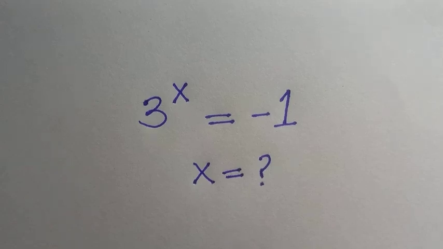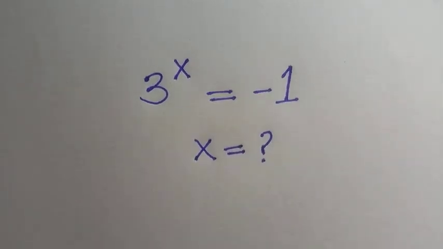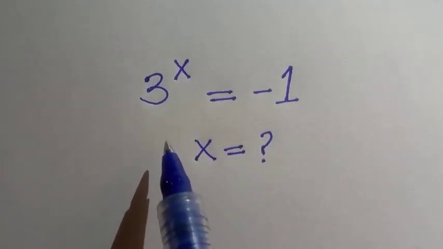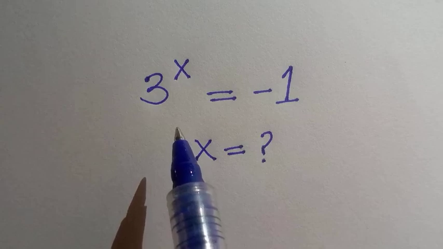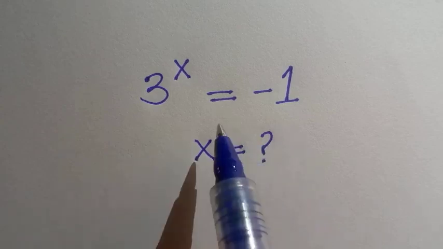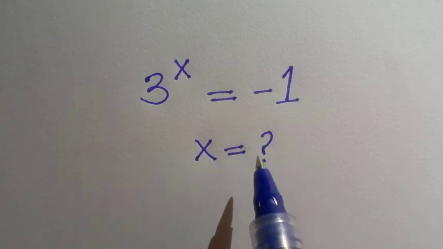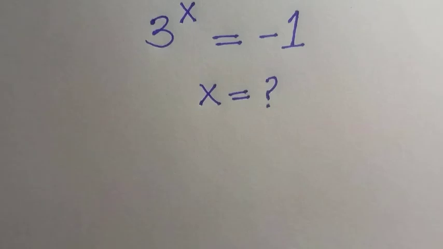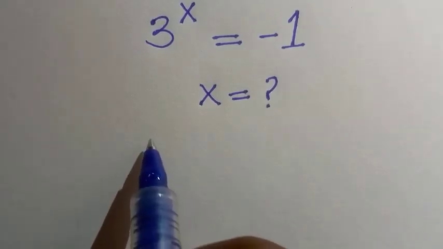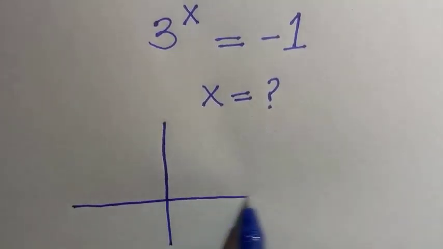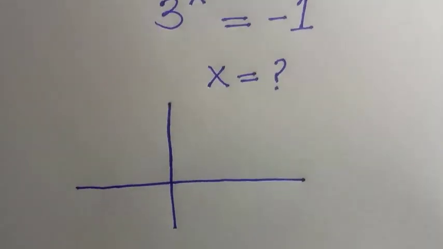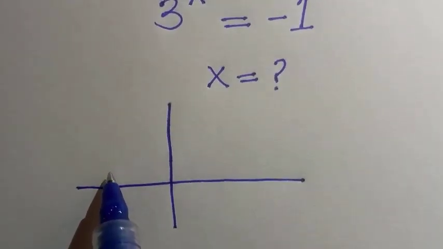How to find the value of x in this problem? Well, we should know that we have 3 to the power x here, and here is minus 1. It means that the value of x is not a real number because when we consider this graph, let's say we have these two lines. So the graph goes like this.